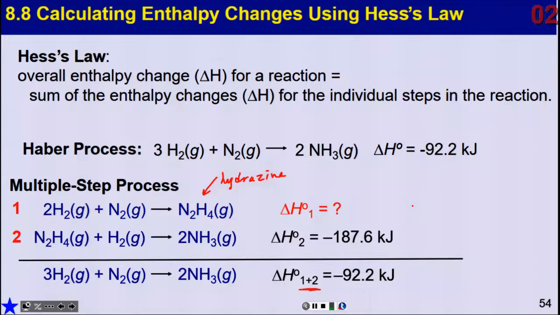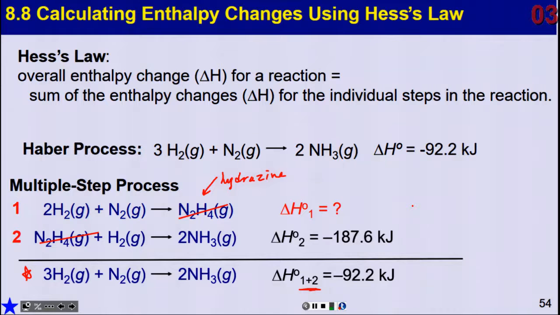So if you think about it, reaction 1 plus reaction 2, what is the net happening? There's hydrazine on the reactant and the product side, and therefore what remains is what you see in the last line: 3 hydrogens, because there are 2 from the first reaction and 1 from the second, plus nitrogen combines to make 2 ammonia. And that delta H value is provided elsewhere.